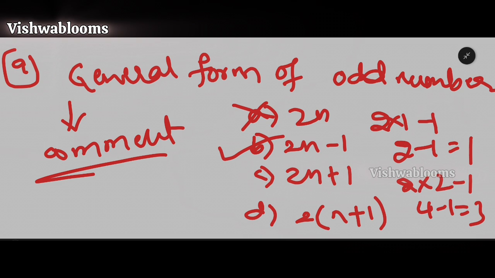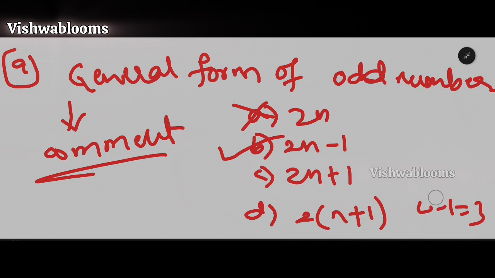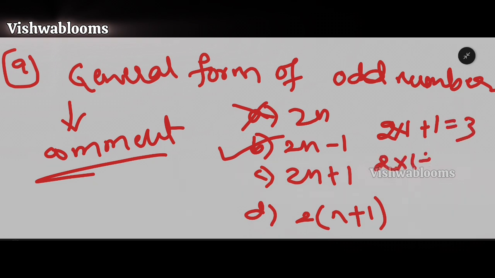True, correct. Next, 2n plus 1 also is odd number. Yes. How it is? I will tell you. 2 into 1 plus 1. So 2 ones is 2. 2 plus 1, 3. 2 into 2, 4 plus 1 is 5. 2 into 3, 6 plus 1 is 7. These are also odd numbers. So this is also correct.